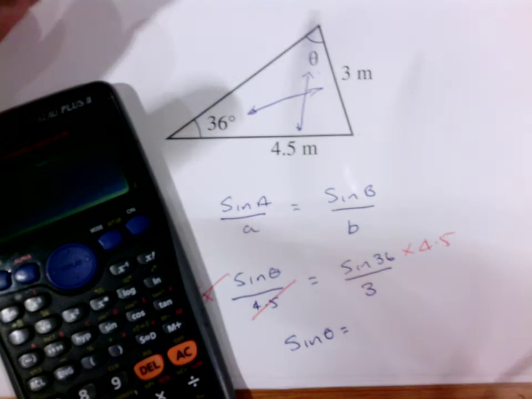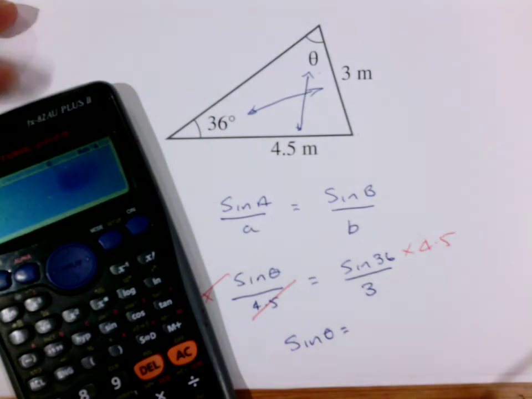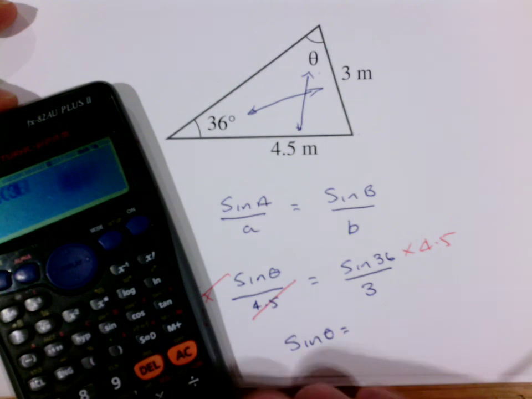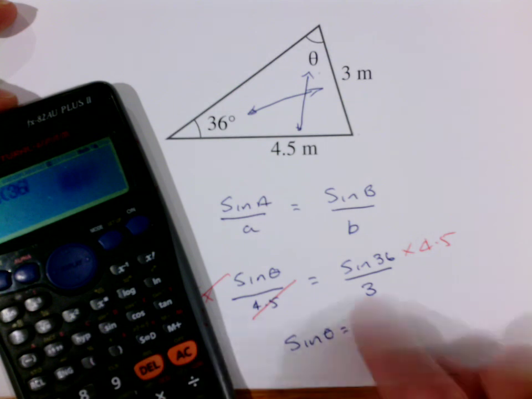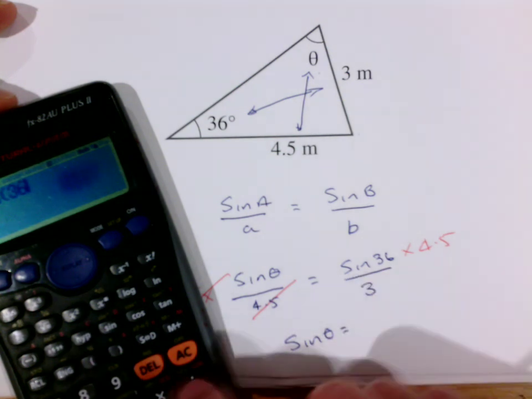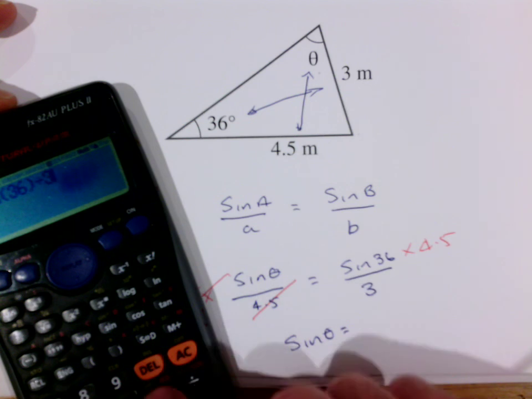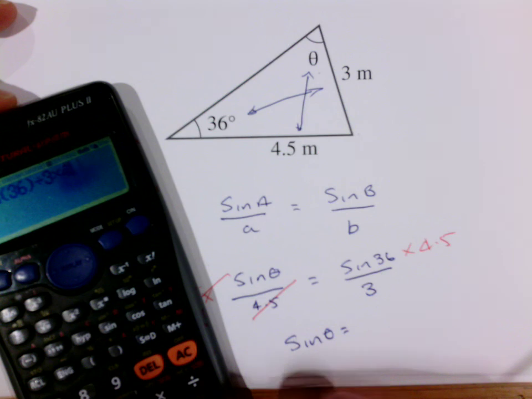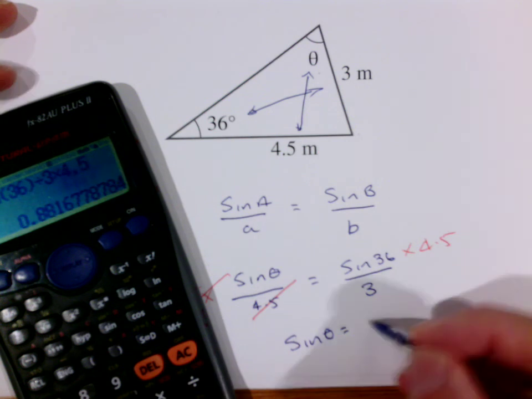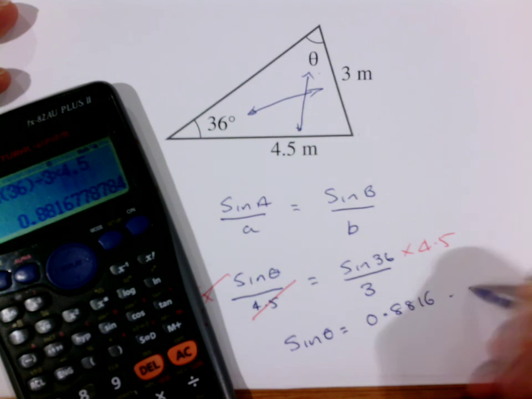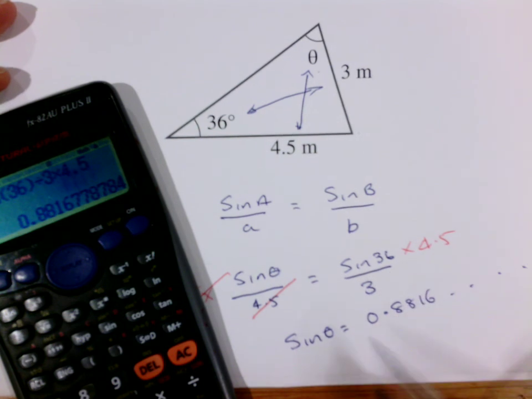Put it there so you can see it if you want. So to do this, I'm doing sine 36 divided by 3 times 4.5. You could use a fraction key if you wanted. Equals, so I get 0.8816. Now that's what sine theta is.